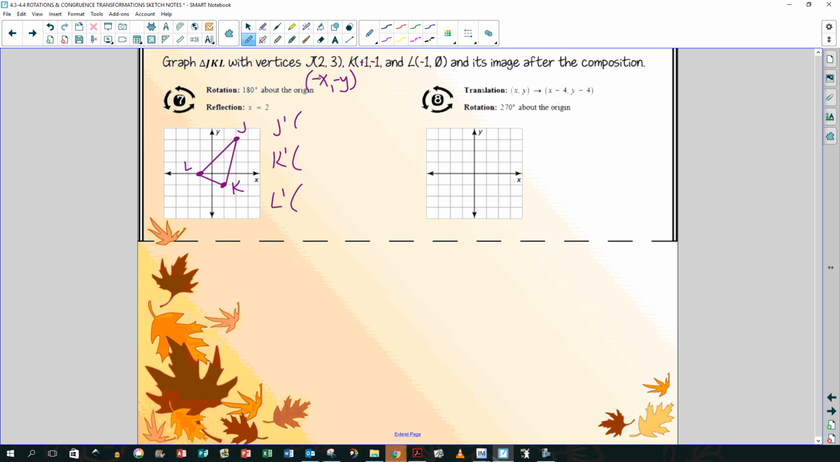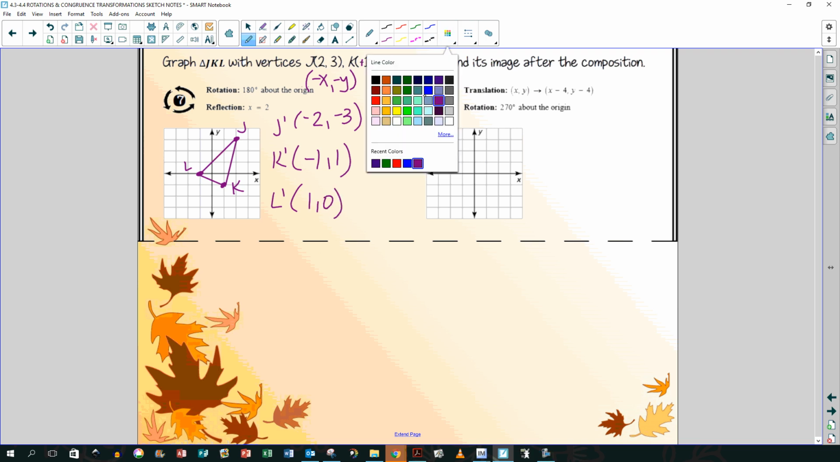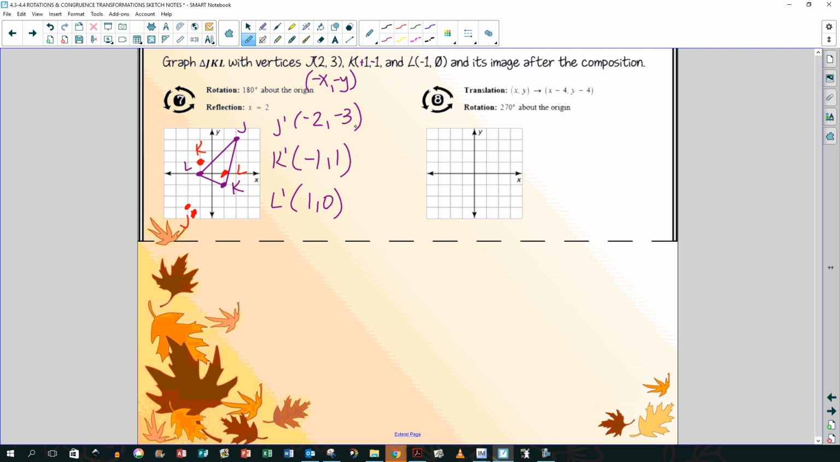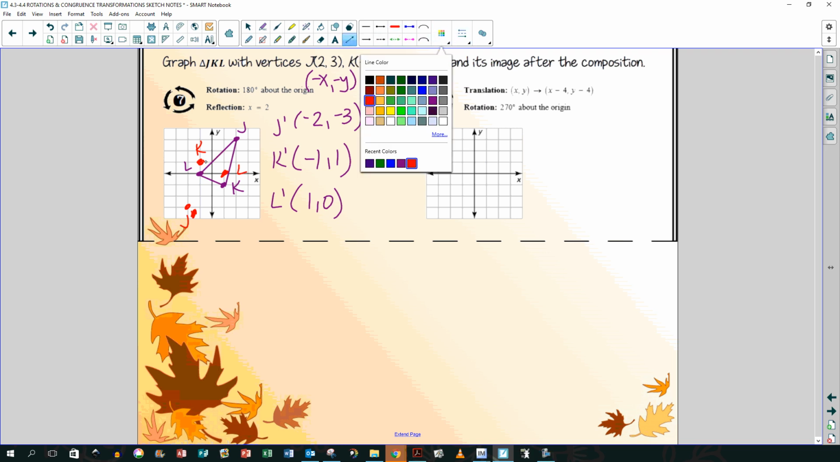All right, so just change the signs. So this is -2, -3. This is going to be -1, +1, and this is going to be +1, 0. So now here are our new points. So our new points are -2, 1, 2, 1, 2, 3. So there's J prime. Sorry, that's 1 prime. -1, 1, JK. And 1, 0, there's L. And now I'm going to connect those. Trying to keep them color coded nicely where it makes visual sense.